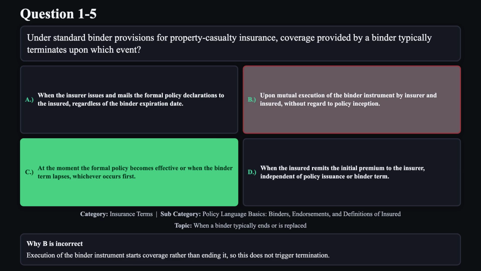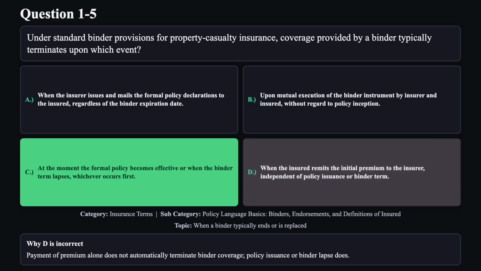Reason B is not correct. Execution of the binder instrument starts coverage rather than ending it, so this does not trigger termination. Reason D is not correct. Payment of premium alone does not automatically terminate binder coverage. Policy issuance or binder lapse does.